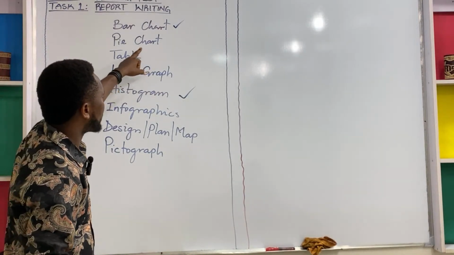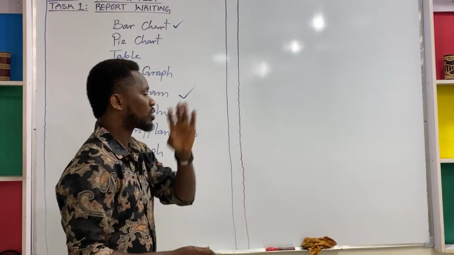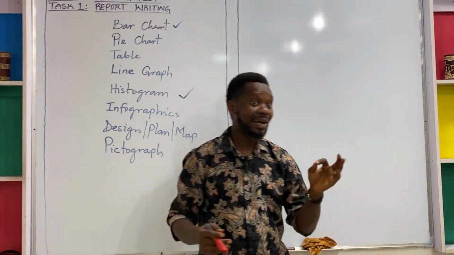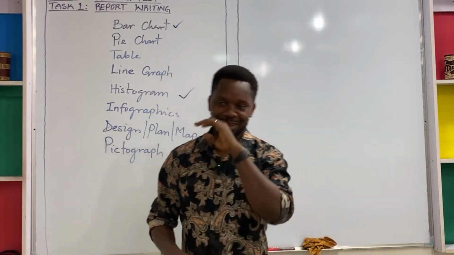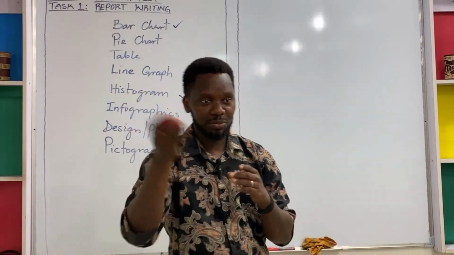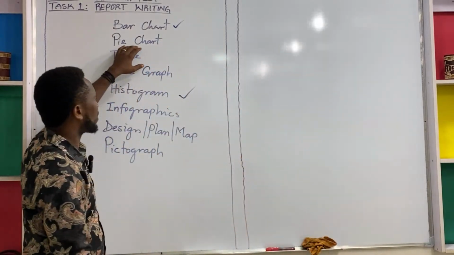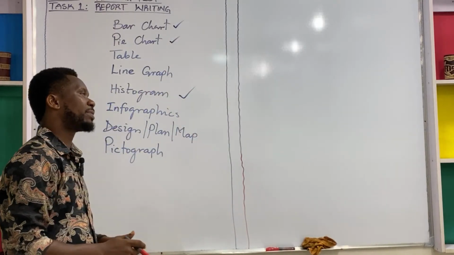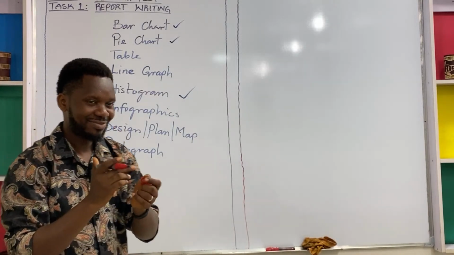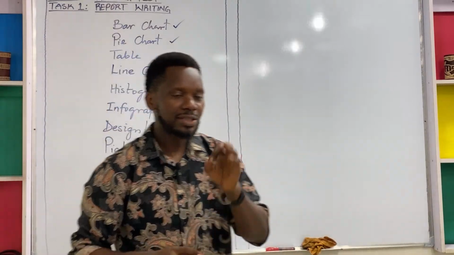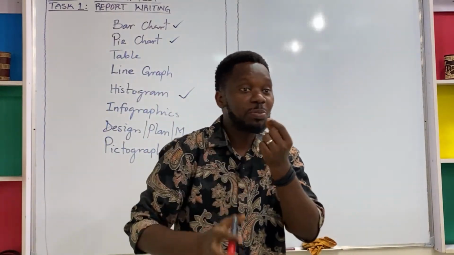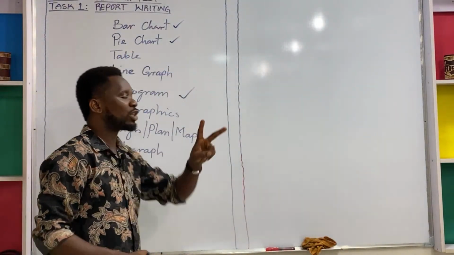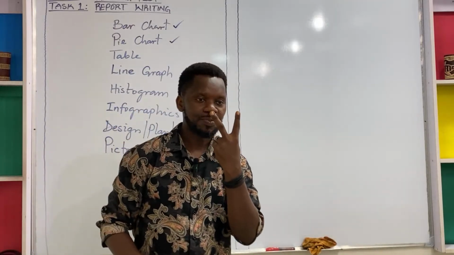Now let's look at pie charts. Pie charts are more like donuts with different segments. I use pizza as a simple illustration. Pizza comes in a circular shape with different slices, right? So that's what a pie chart looks like. For pie charts, the different segments can be color coded, and each segment will come with its own percentage.